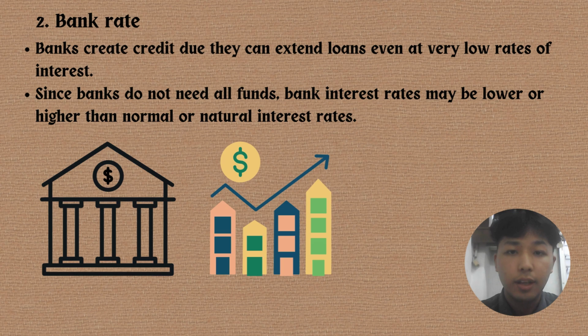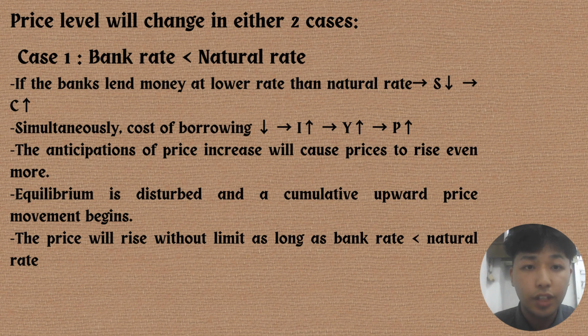Next, bank rate. Banks create credit, so they can extend loans even at a very low interest rate. Since banks do not need all funds, the bank interest rate may be lower or higher than the normal or natural interest rate. The price level will change in either of two cases.